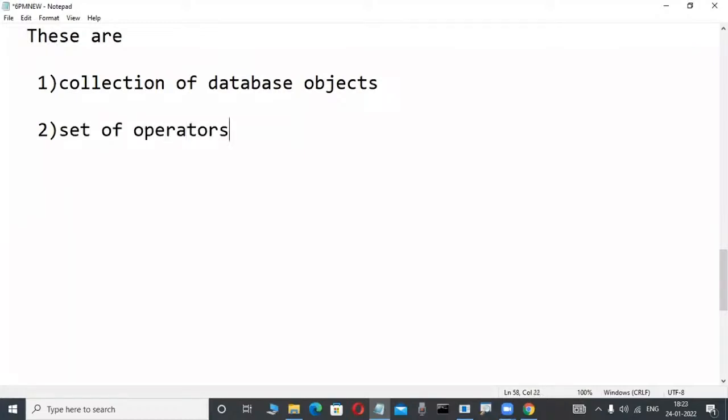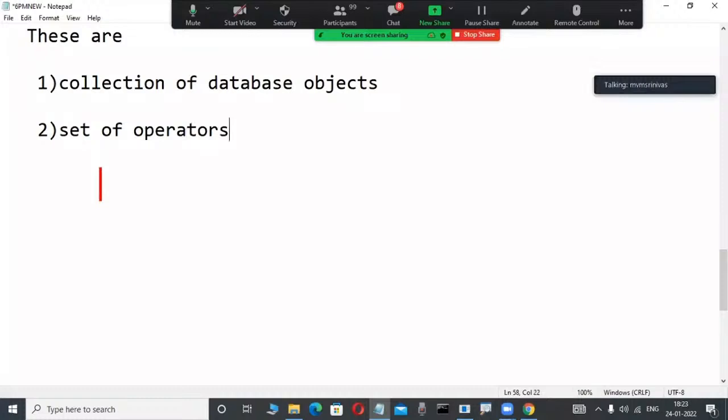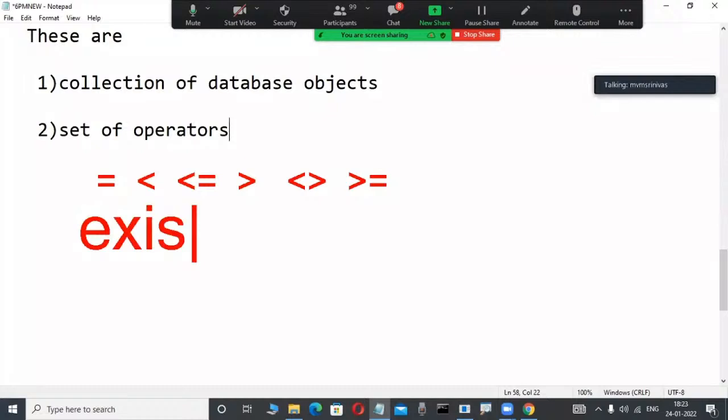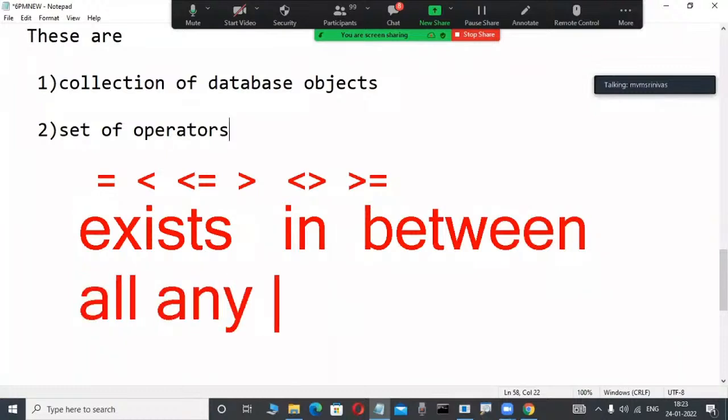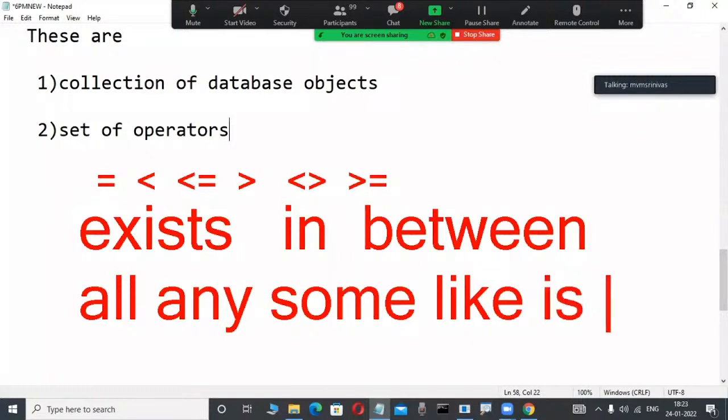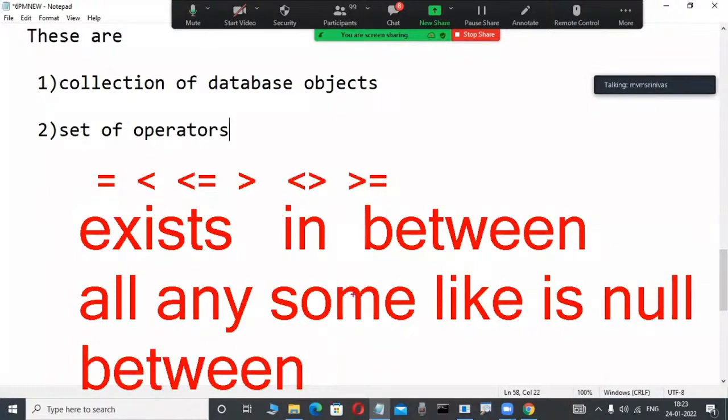Operators, as in C or Java, are equal to, less than or equal to, greater than or equal to, not equal to. But in every relational data model there is also a set of special operators. EXISTS is an operator, IN is an operator, BETWEEN is an operator. ALL, ANY, SOME, LIKE are also operators. There are many special operators like these.